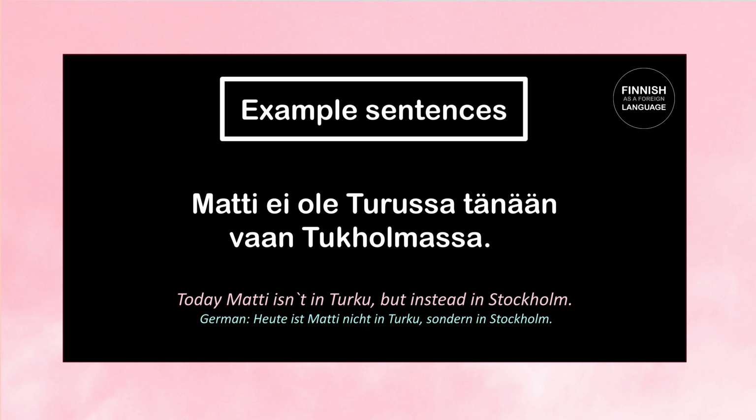Next one. Matti ei ole Turussa tänään, vaan Tukholmassa. Means today Matti is not in Turku, but instead in Stockholm. So ei ole here is the negative third person singular present tense of the verb olla, which means to be. Turussa here is the inessive case of Turku, which is a city in Finland. Tänään means today. Vaan here is our conjunction, it means but instead. And Tukholmassa is the inessive case of Tukholma, meaning in Stockholm.